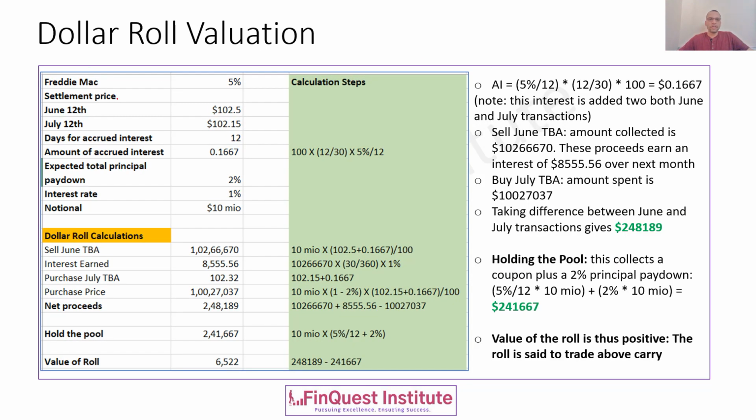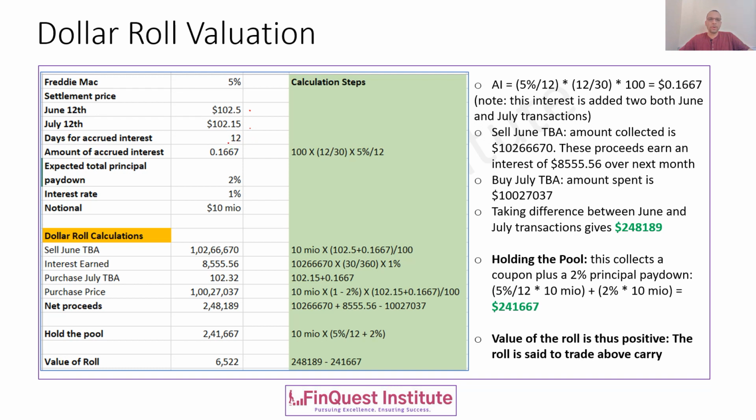So we have a security which is backed by Freddie Mac. So we know that Freddie Mac is a GSE or a government-sponsored entity, and let's say it's a 5% security. The settlement prices as of June 12th and July 12th are 102.5 and 102.15 respectively. The days of accrued interest are 12 days.